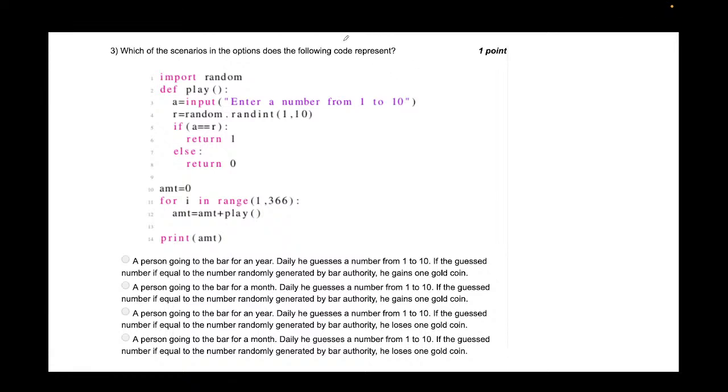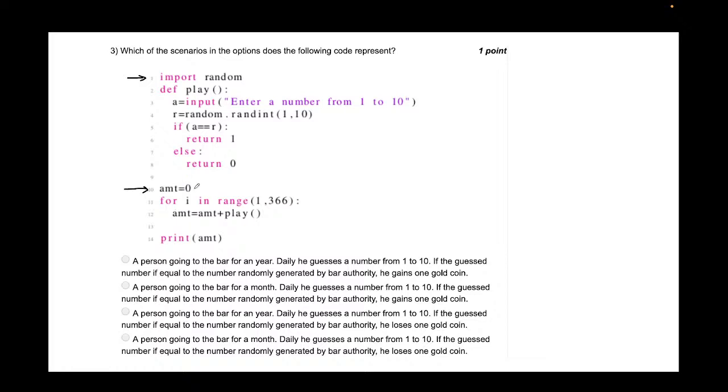So next question, we are given a code snippet. So which of the following scenarios in the options does the following code represent? So the control starts from here, like first we are importing the random library, and then from here it will go to line 10. Okay, because line 2 to 8 they come inside a function which will be called later. Okay, so the control flow is like it will go to line 1 and then the computer will read line 10.